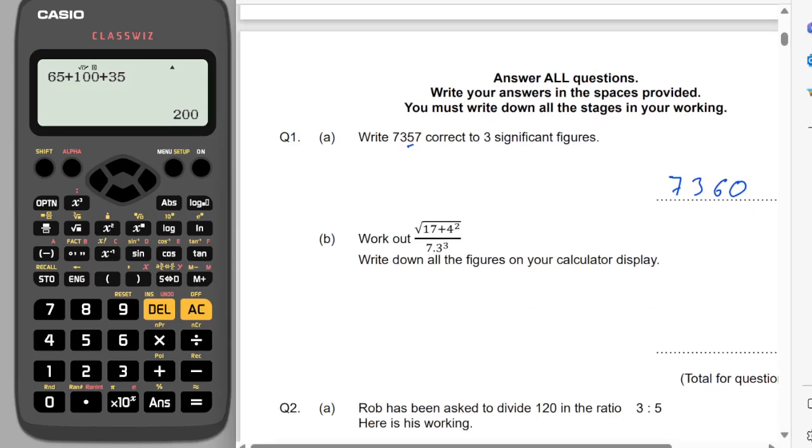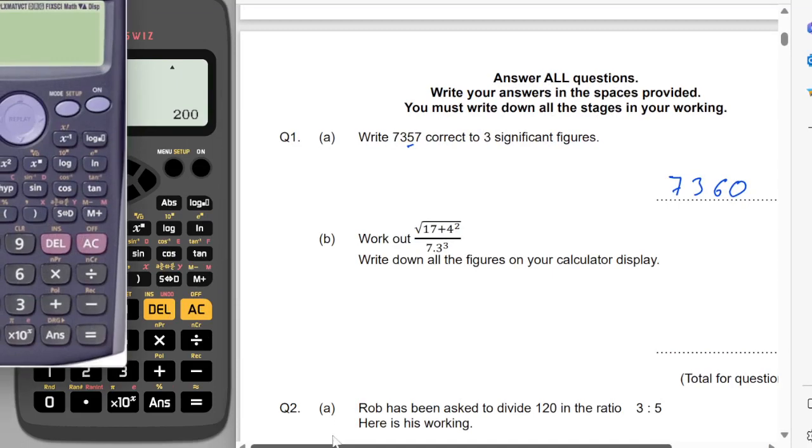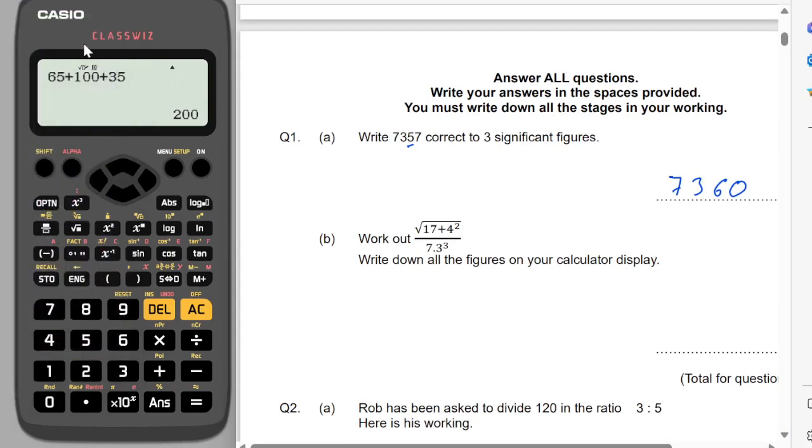So part B, work out showing all the figures on your calculator display. So we'll bring our calculator in. I'm using the 83 emulator. I've upgraded from previous videos where I used the FX82E version. So I've upgraded that to the ClassWiz.